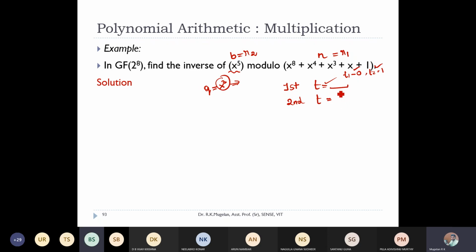Then x cube, sir. First one. The first one is x cube. Yes, correct. Tell for the second equation. Doing, sir. Okay, sir.